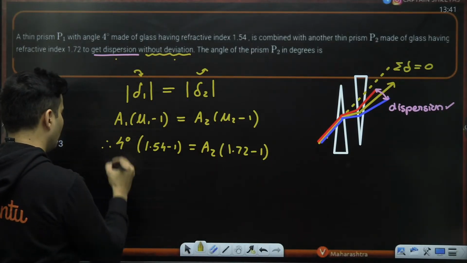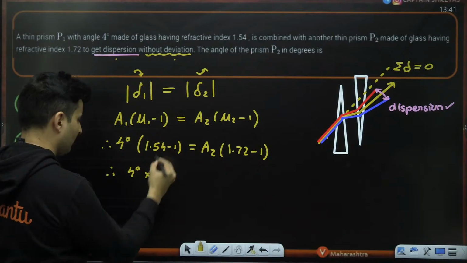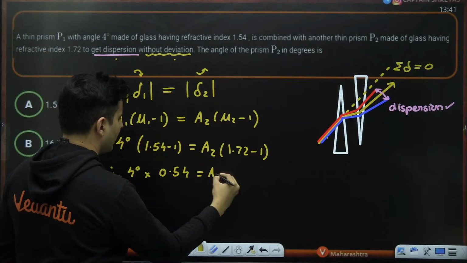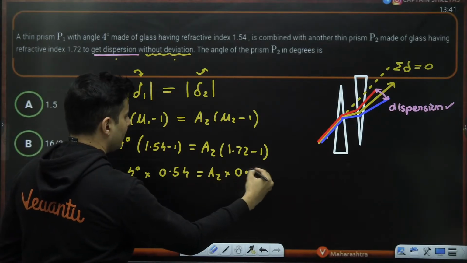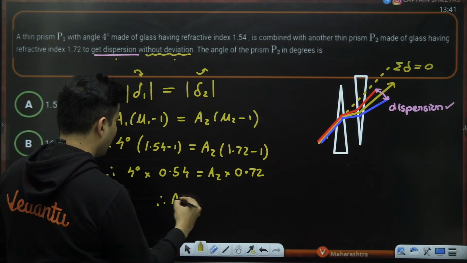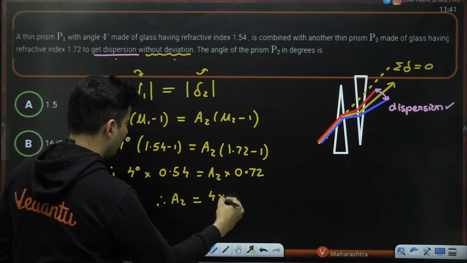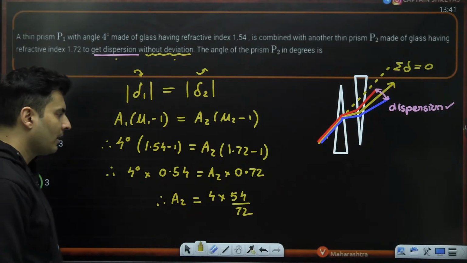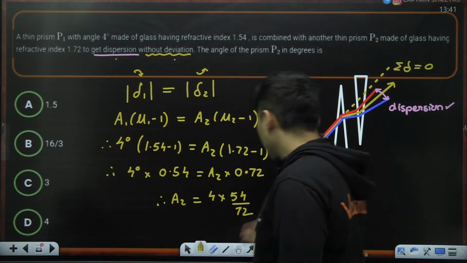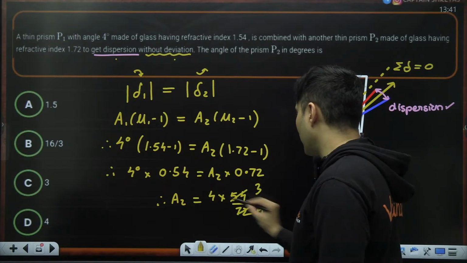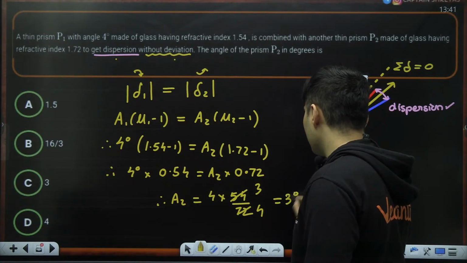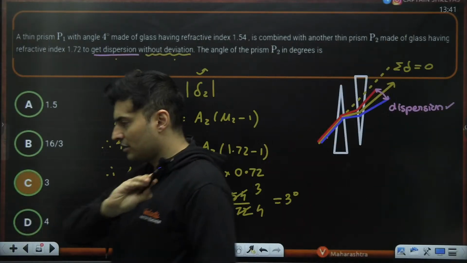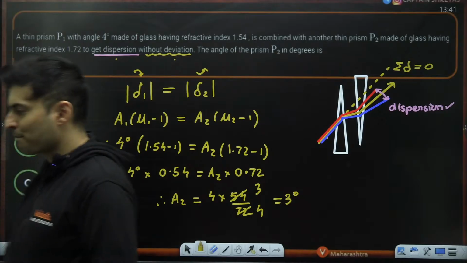Okay. So from this 4 degrees multiplied by, what will this be? This will be 0.54. This is A2. This will be 0.72. Therefore, A2 will be 4 multiplied by 54 divided by 72. It's divisible by 18. 3 times, 4 times, 4 cancels. So it will be obviously 3 degrees. 3 is C for your captain, Shreyas. Perfect. That's correct. Option C.